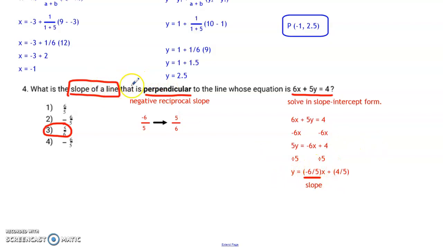I'm asked for the slope of a line that is perpendicular, and anytime you think perpendicular, you should think negative reciprocal slope. The negative reciprocal means I flip the fraction upside down, and I turn it from whatever sign it is to the opposite sign. So this is a negative fraction. I turn it to positive. 6 over 5 becomes 5 over 6, and I'm done.